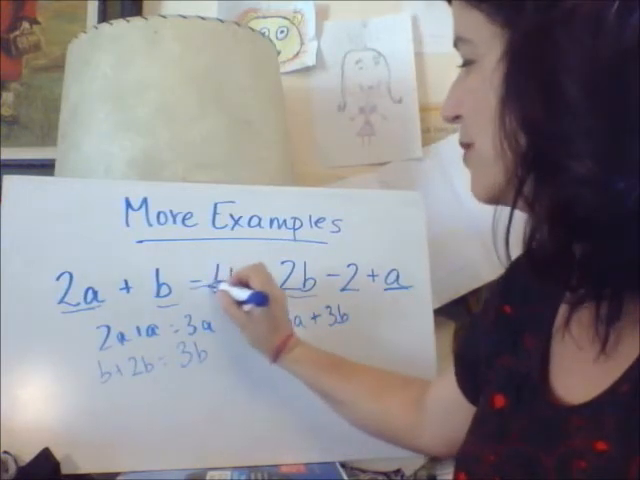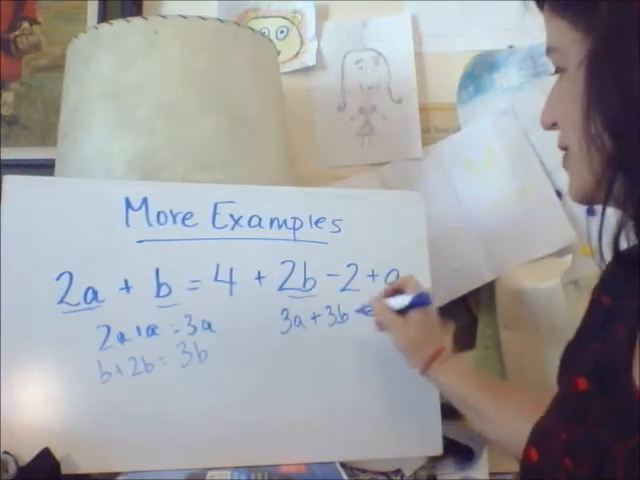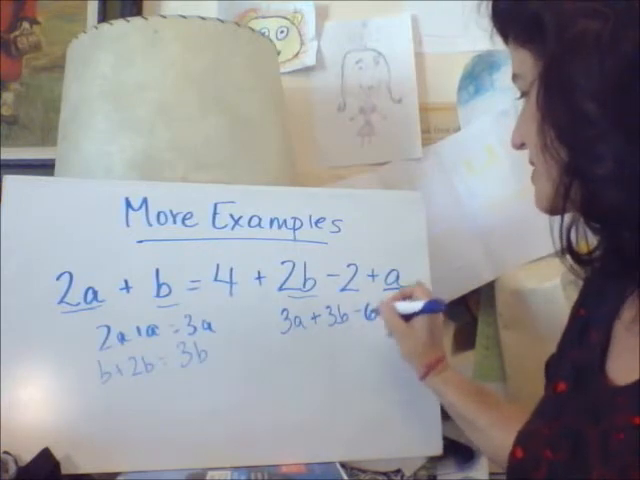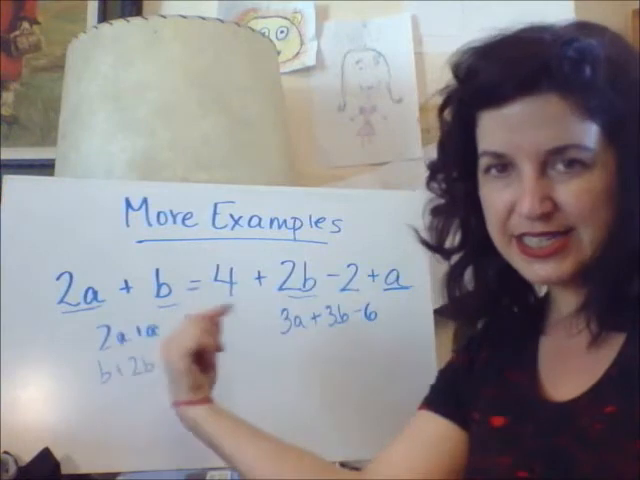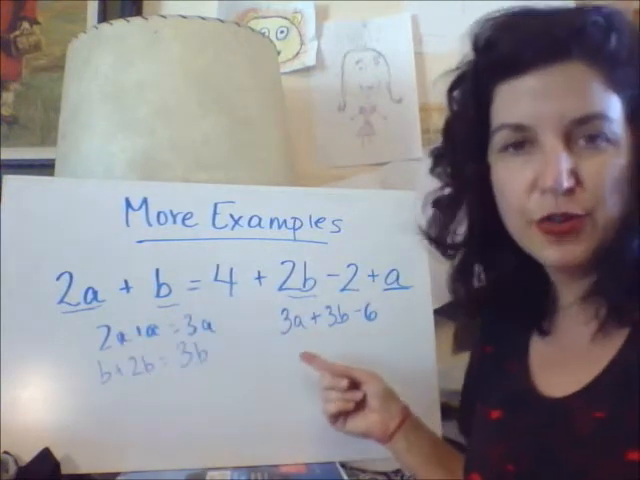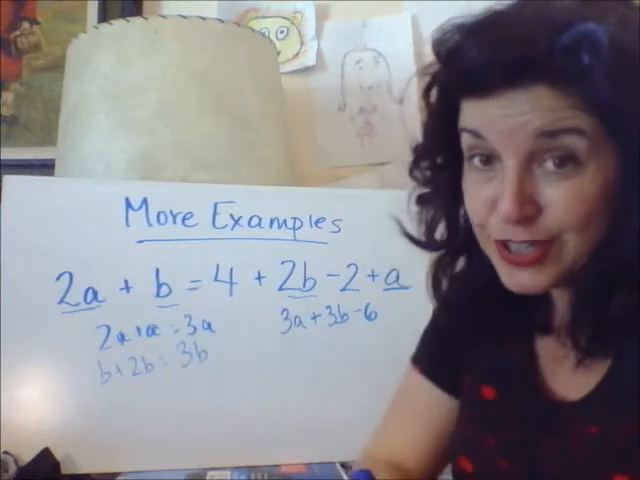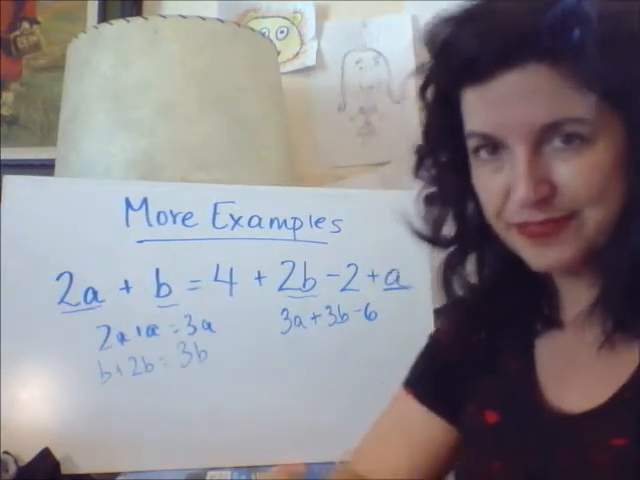Now we've got to take away 4 here. Minus 4 minus 2. So we combine those to say minus 6. Okay? So all that big long sentence can be simplified into 3a plus 3b minus 6. Okay, we haven't solved the equation, but we've sure made it a lot neater and more simplified. Okay?